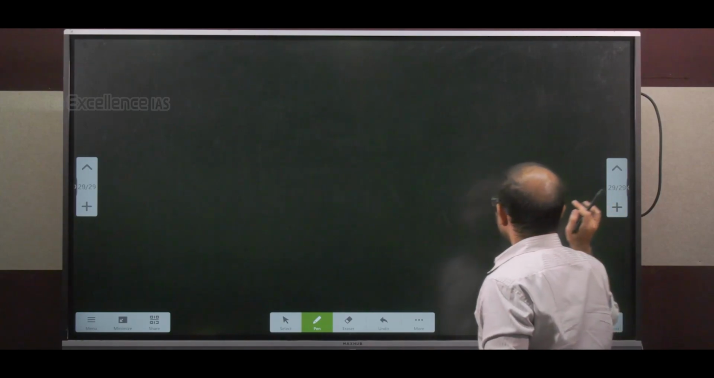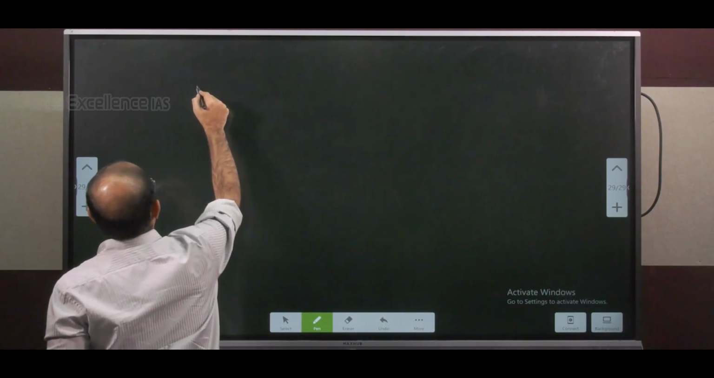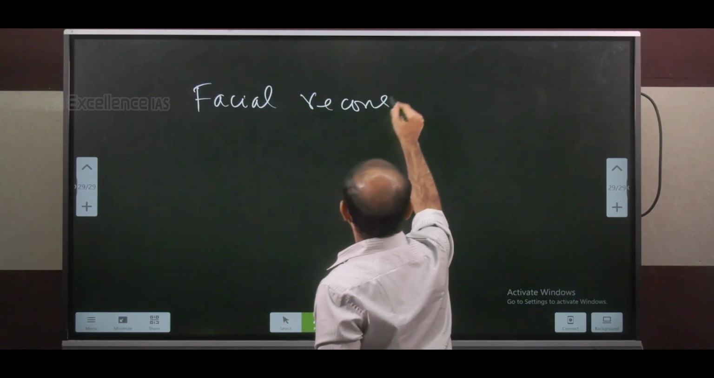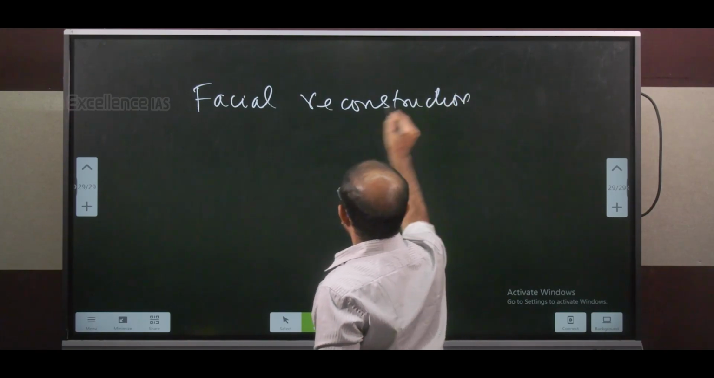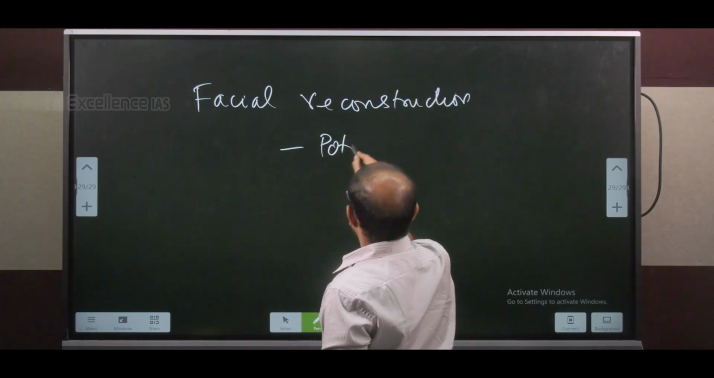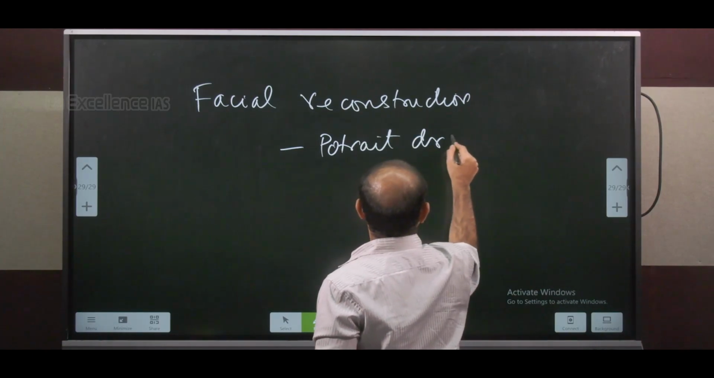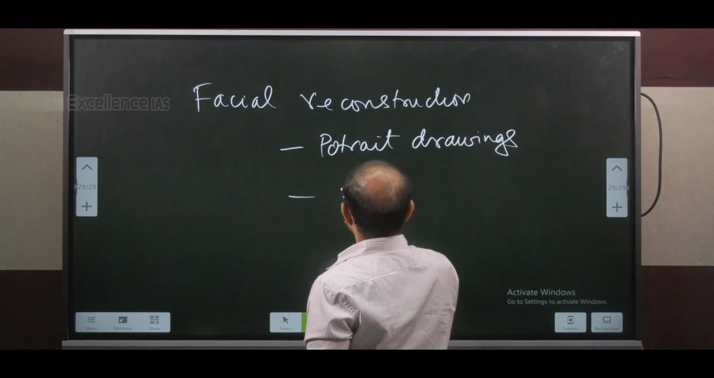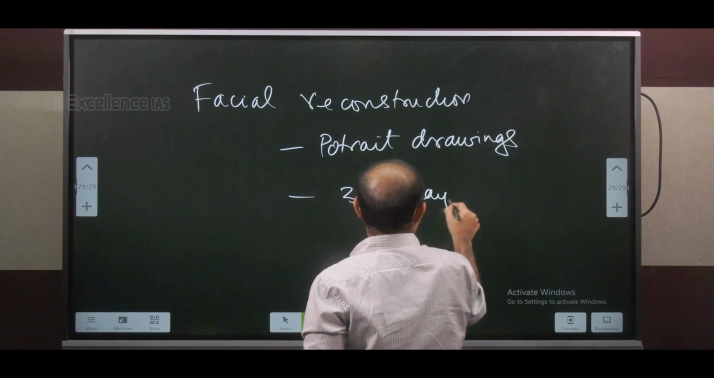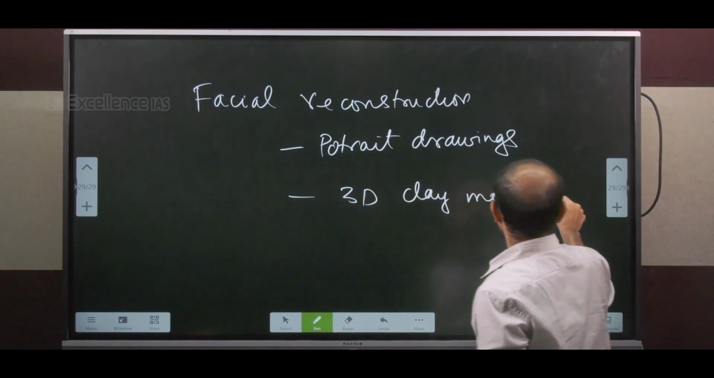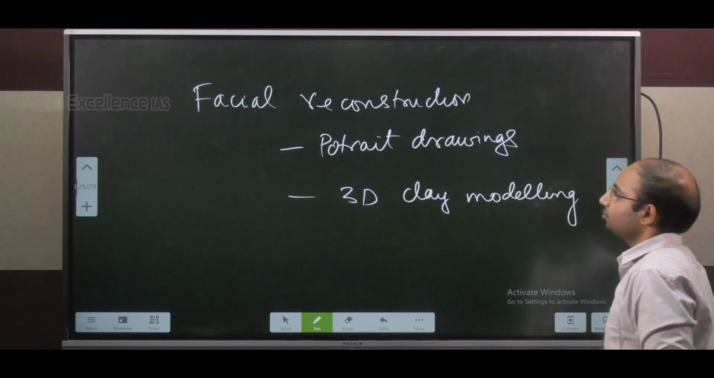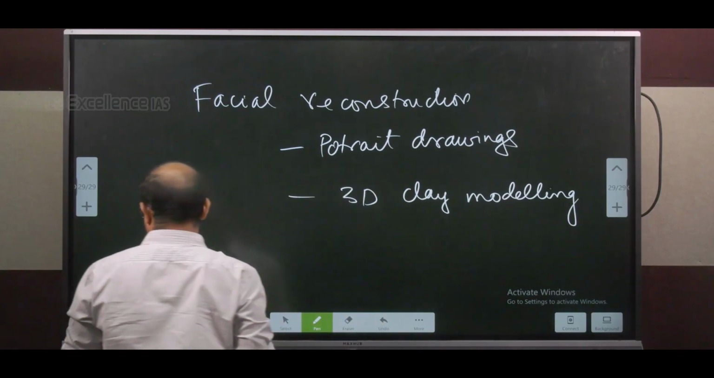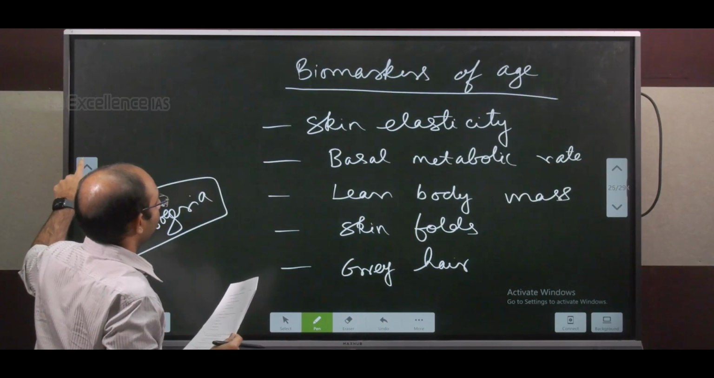And once this is done, finally we can go for facial reconstruction. This can be done using portrait drawings, or it can also be done using 3D clay modeling or 3D printing these days. So all this can be used to build this analysis. So clear? This is how we can understand forensic anthropology.